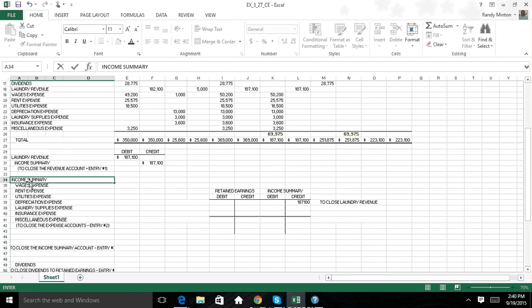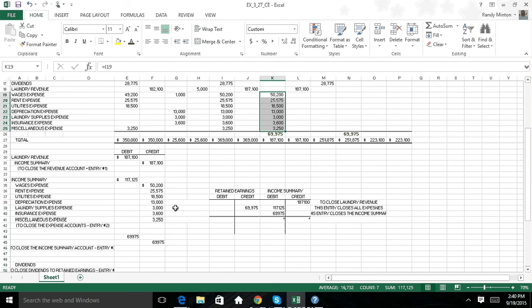And when we debit this account, we're going to debit for the sum total of all of these expense accounts here. And when I do that, I'll come up with a $117,125 debit to the income summary account and credits to each one of these expense accounts. Well, remember, they're sitting here now as debits.